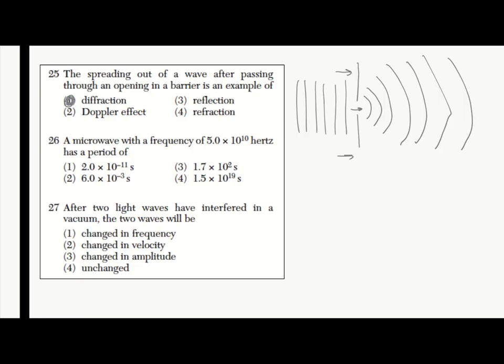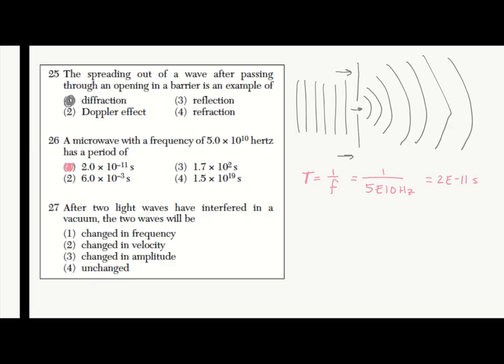Number 26, a microwave with a frequency of 5 times 10 to the 10 hertz has a period of blank. So frequency and period are inverses of each other. So T equals 1 over F. And you just have to take the inverse of our given frequency. And you should get our answer. And that is choice 1. 2 times 10 to the negative 11 seconds.